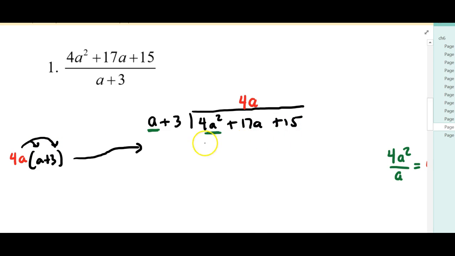So if we distribute that, what do we get? 4a squared plus 12a. Now, that 5, 1 times 5 is 5, and then we subtracted that away from the top. Same thing here. We need to subtract this whole thing from the top.